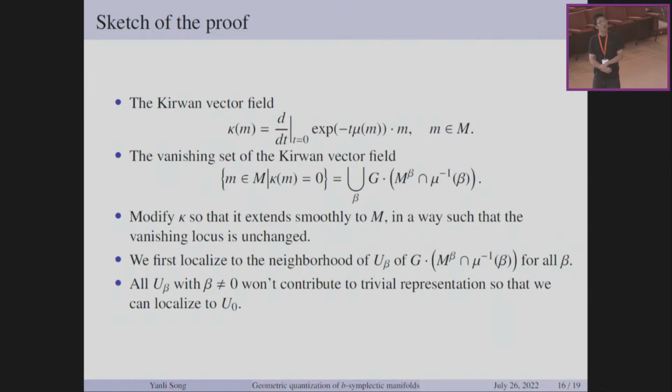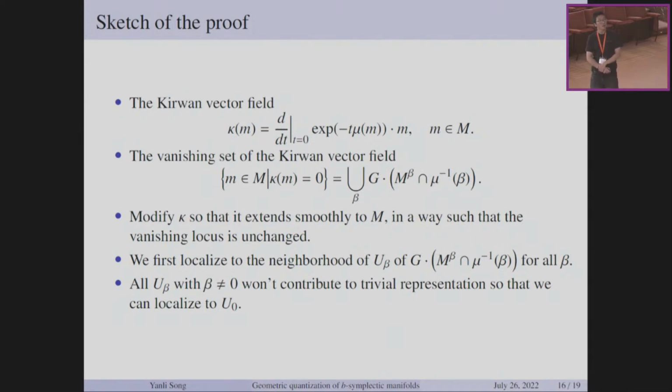But you can have a vanishing set of the current vector field, and by the property of the momentum map, the vanishing set of the current vector field has this description, where this beta is just a finite set. Oh, I think in this case it may not be a finite set, and it is just, yeah, I think here the beta is just a finite set because M is compact.